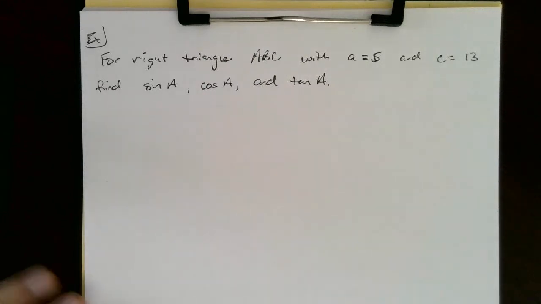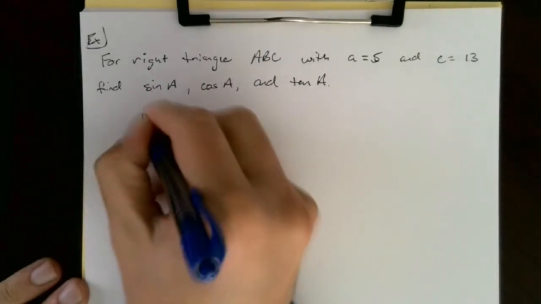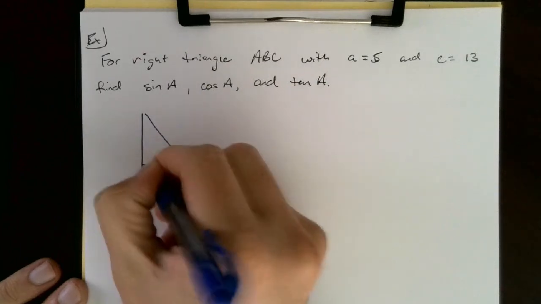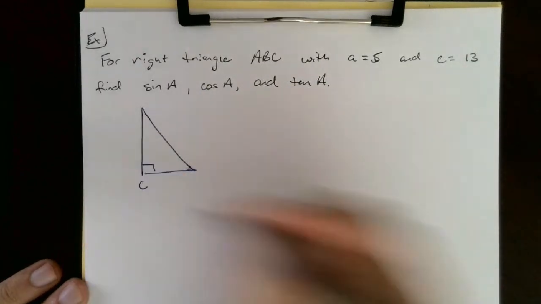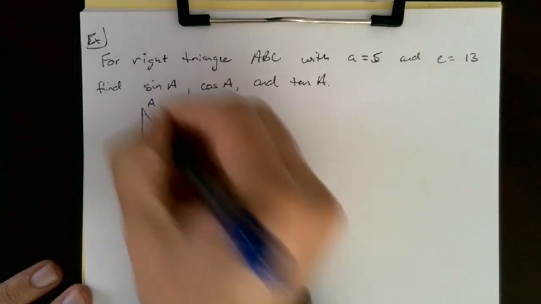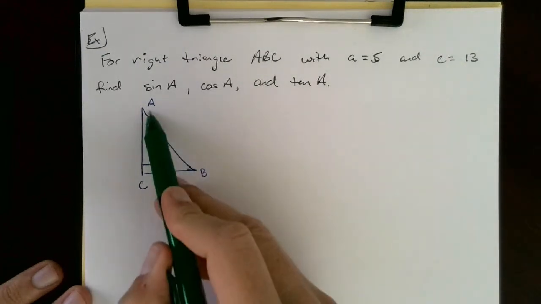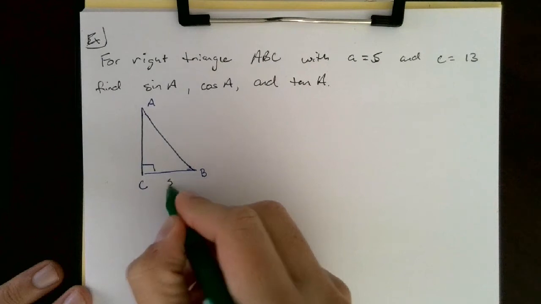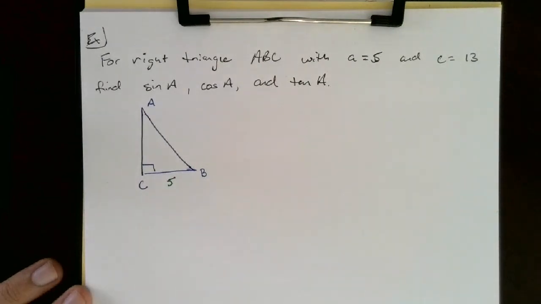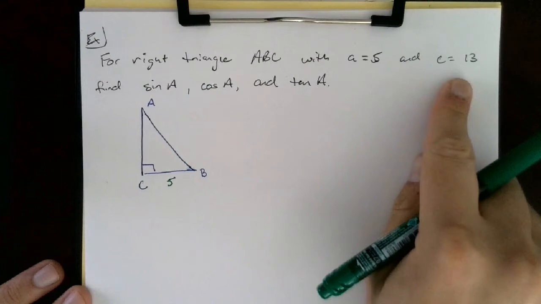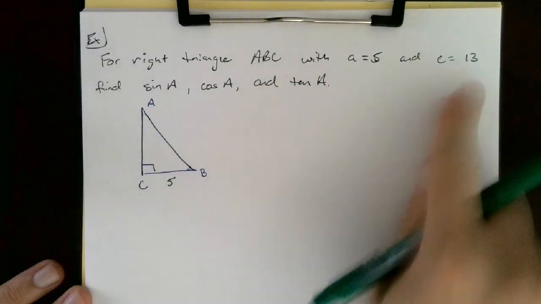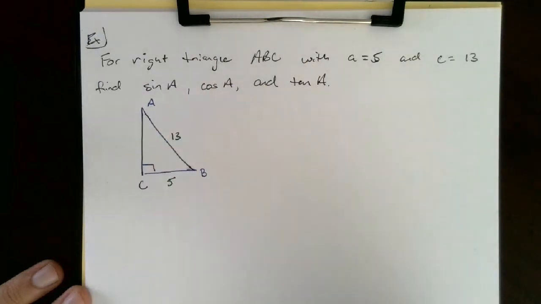All right, so for right triangle ABC, here's a right triangle. Remember, C is our right angle. A and B are interchangeable. I'll call this A, and I'll call this angle B. Make sure capital letters are used for the angles, it matters. And then it says side A equals 5. Which side is lowercase a? It's the one opposite angle A. So this is 5 here. And it says C is equal to 13. C is the side opposite the angle C, which is the hypotenuse. So this will be 13.